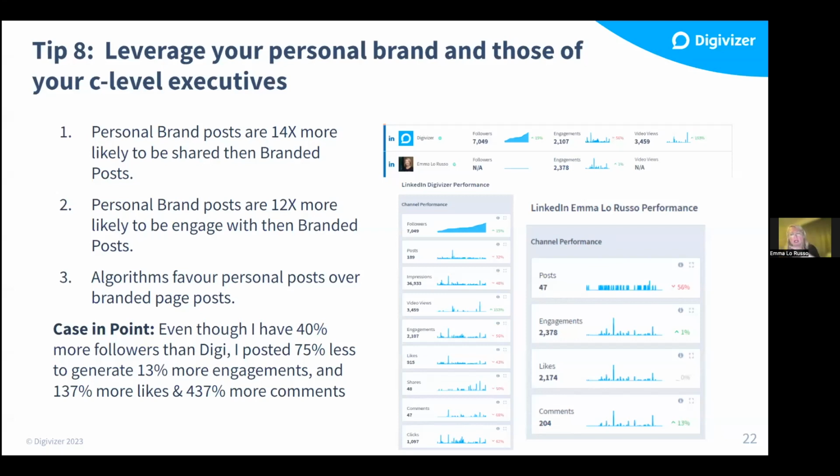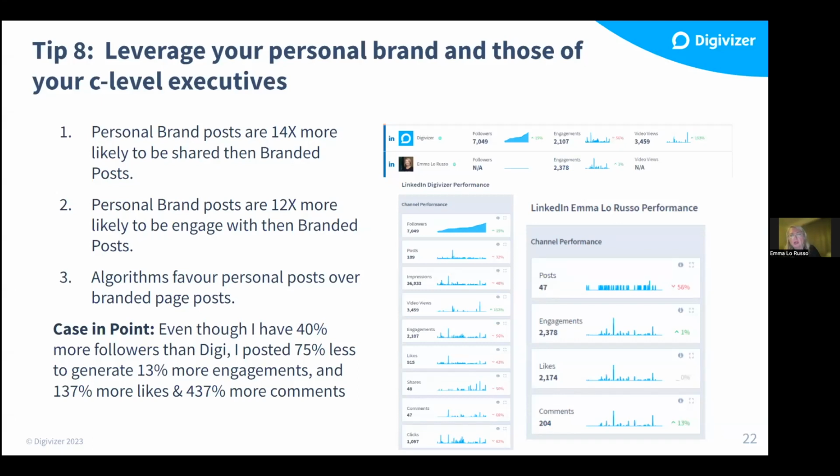And the reason I put that example in is this has also been researched in the LinkedIn research we did with them. Personal brand posts are 14 times more likely to be shared than branded posts, and 12 times more likely to be engaged with than branded posts. The algorithms favor personal posts over branded posts.